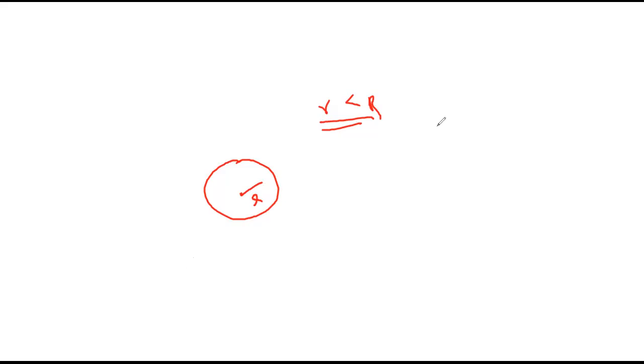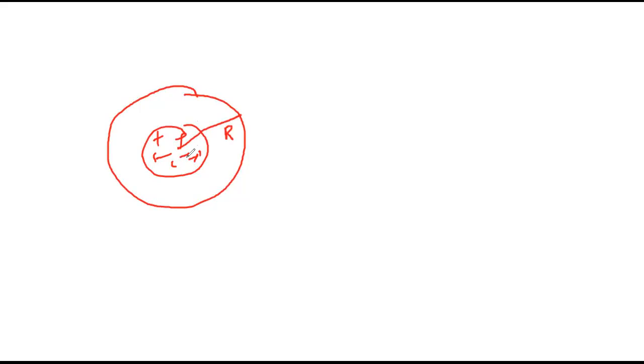So suppose this is a sphere, all the charges are inside. Point P, where r is less than capital R, which they have given. So this is the radius of that sphere. Point P is inside. I considered one Gaussian sphere of center O and radius small r, which will pass through point P.